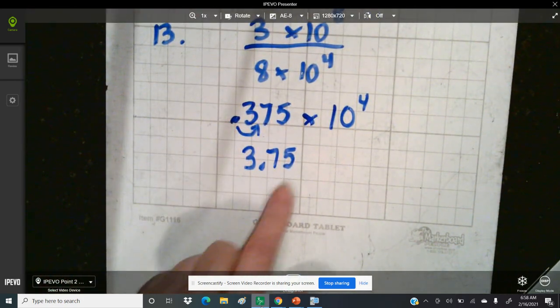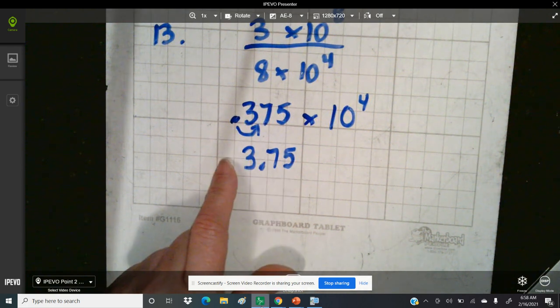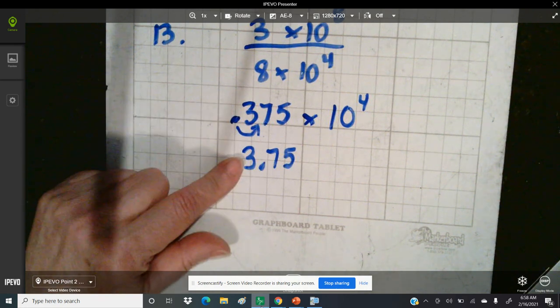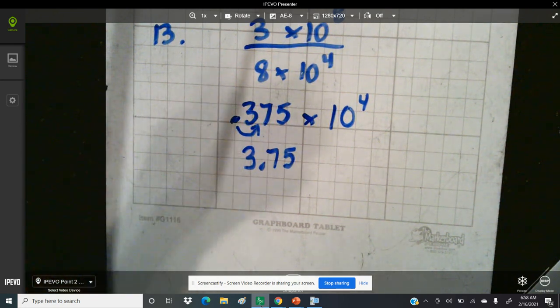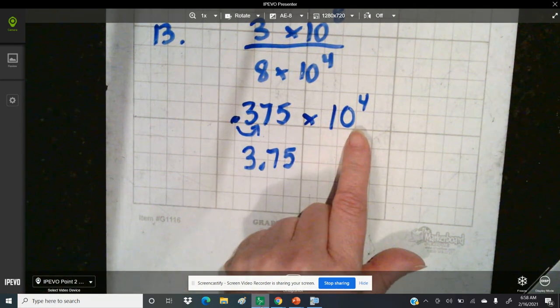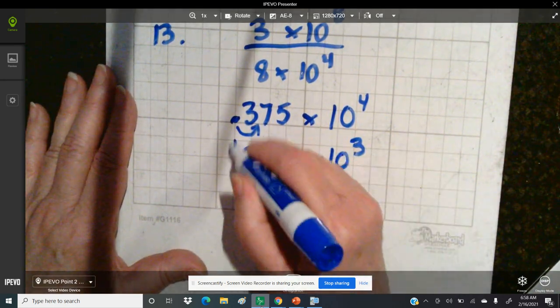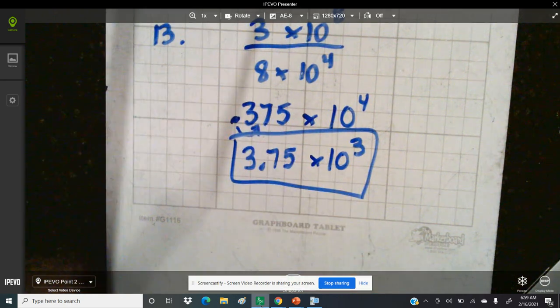So I'm actually making this number bigger. So if I'm making this number bigger, because I'm going from 0.375 to 3.75, to kind of offset that or to balance it, I have to make this smaller. So then this would be your answer in scientific notation.